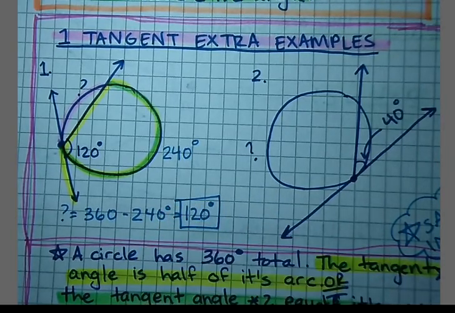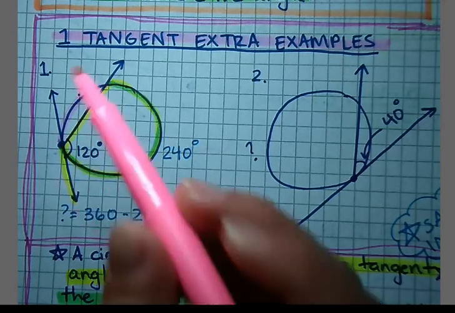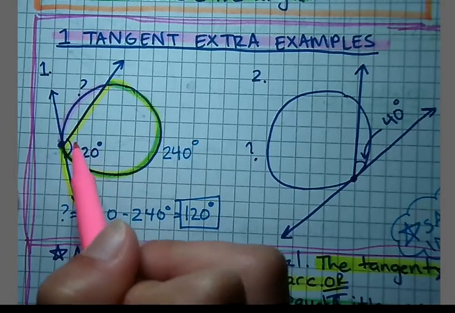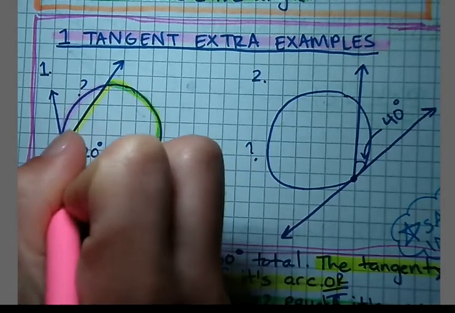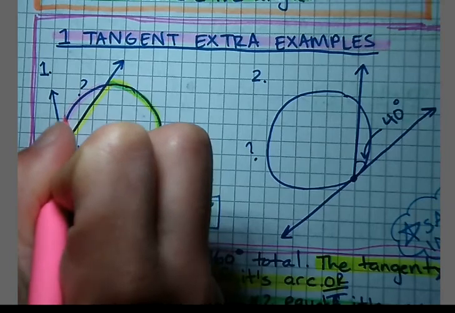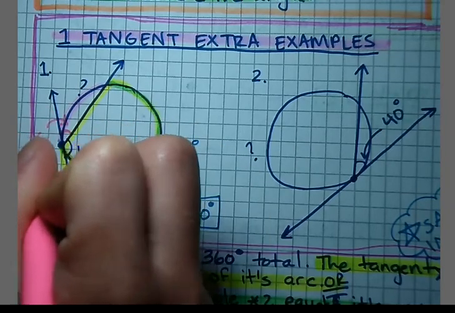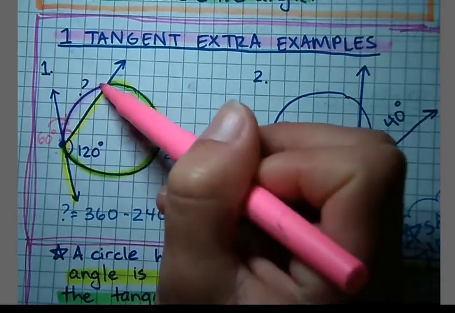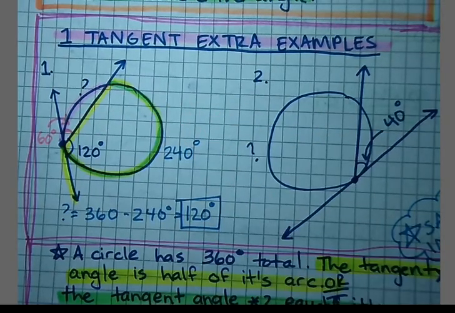Another way that you could have solved this problem, you could have said these two make up a line. So if this angle is 120, then this angle here would have to be 60 because they have to add up to 180. Then you would just do 60 times 2, and that would give you 120. So there are multiple ways you can solve these problems.